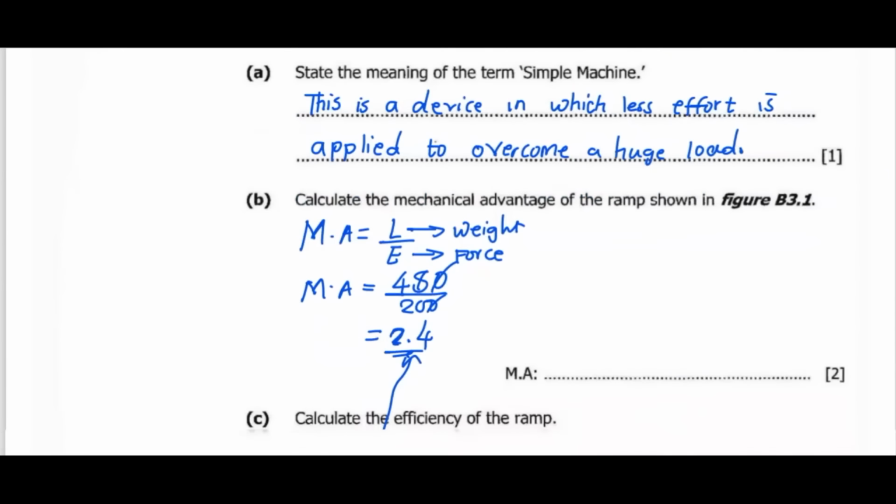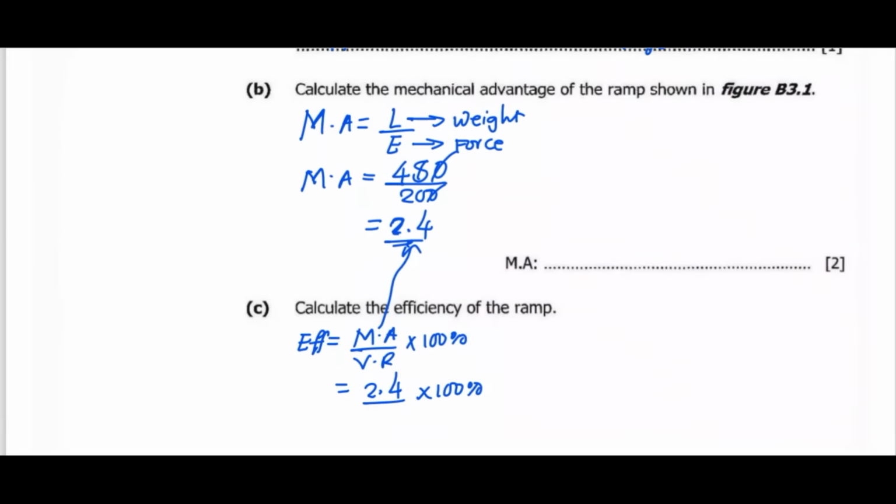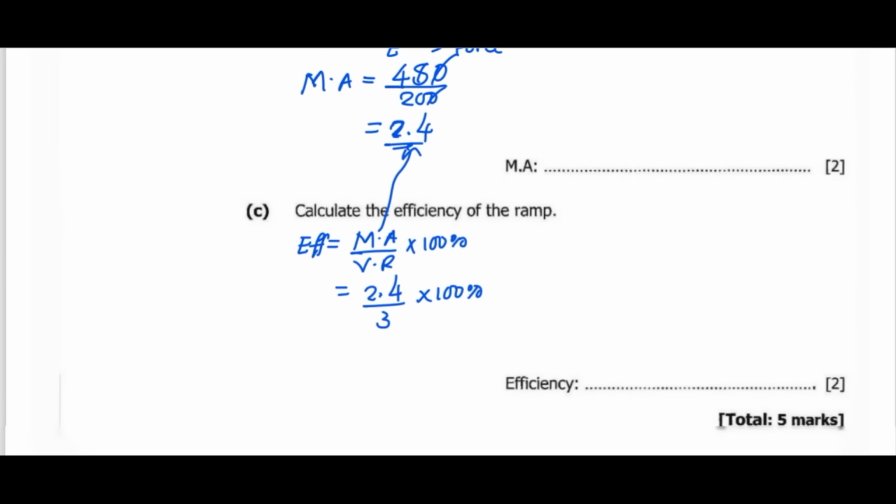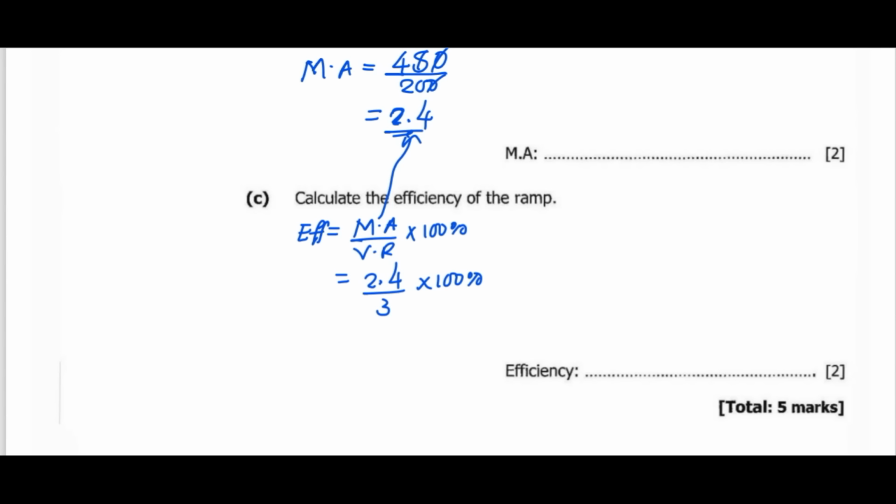And remember, velocity ratio must be greater than mechanical advantage. So if we do mathematics here, 2.4 times 100 will give us 240 percent over 3. 3 into 24 will give us 80. So the final answer is 80%.